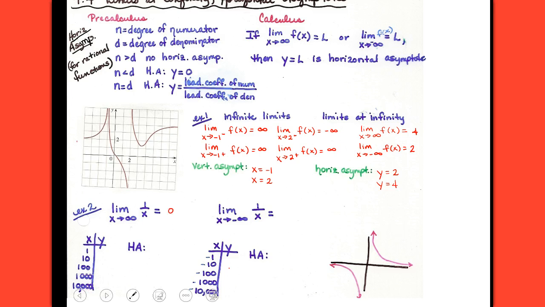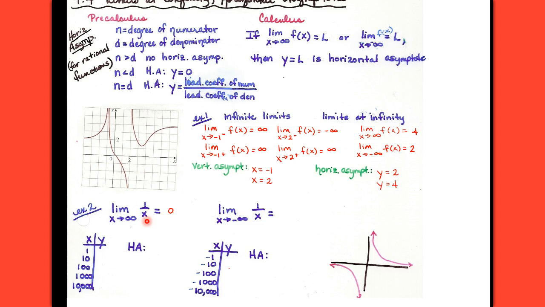So when I plug 1 into this thing, I'm going to get 1. If I plug 10 into this thing, I'm going to get 1/10, so 0.1. Plug in 100, 1/100th, 0.01. Plug in 1,000, 1/1,000th, 0.001. And so we begin to see a pattern.